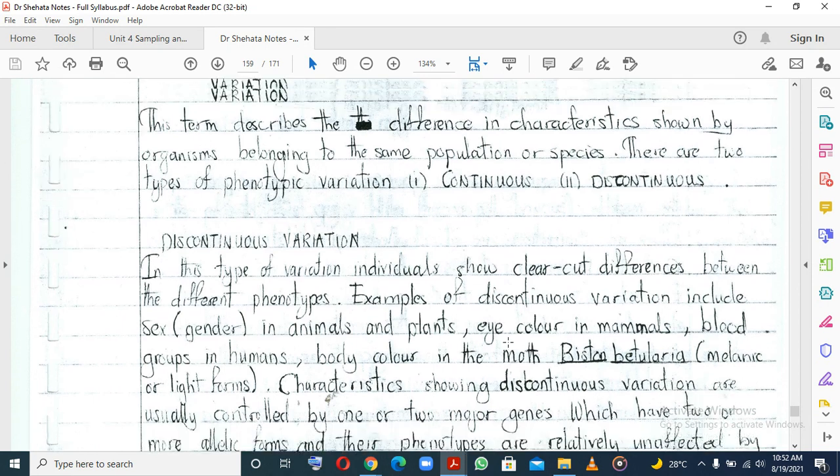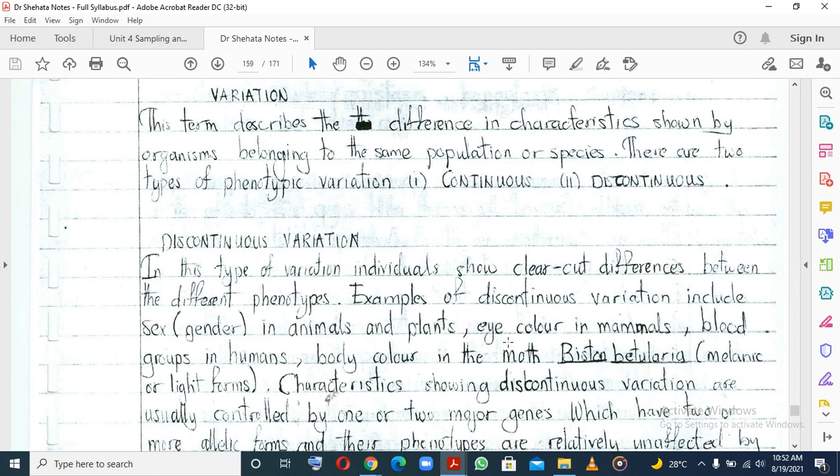So now let's talk about variation. Variation is the difference in characteristics shown by organisms belonging to the same population or species. How best you can think of it is to look at human beings. We are all the same species, but we don't look alike.